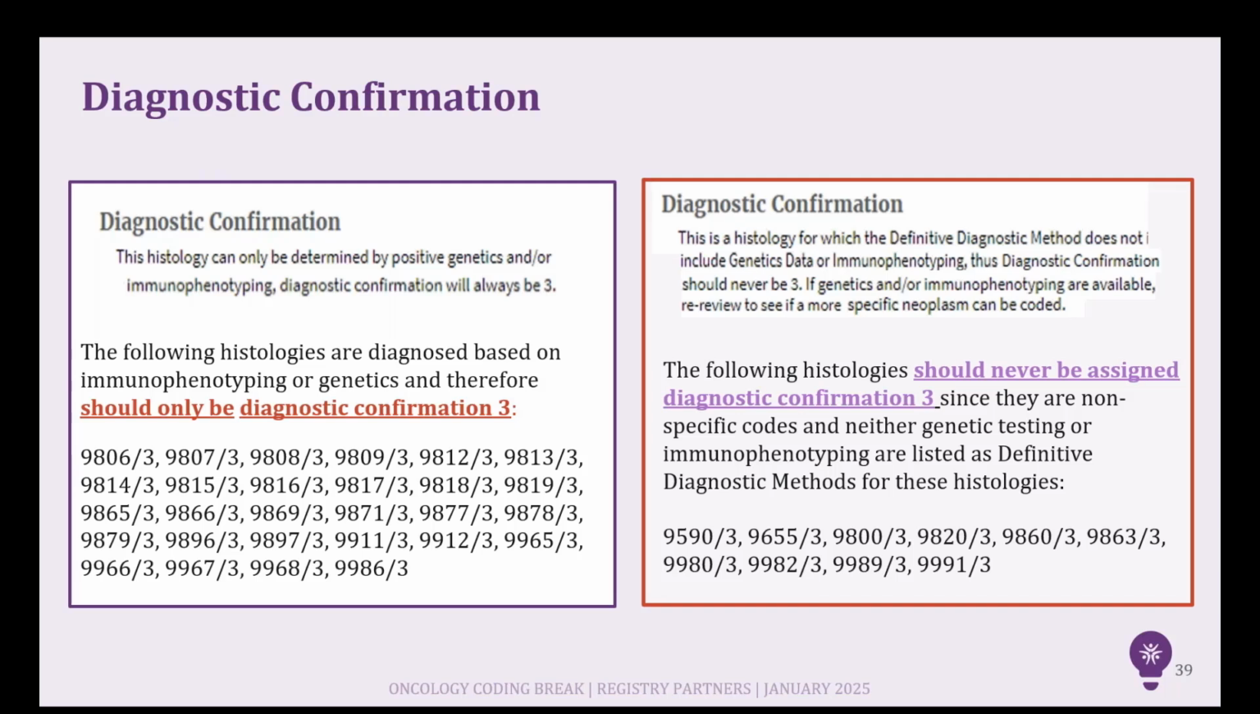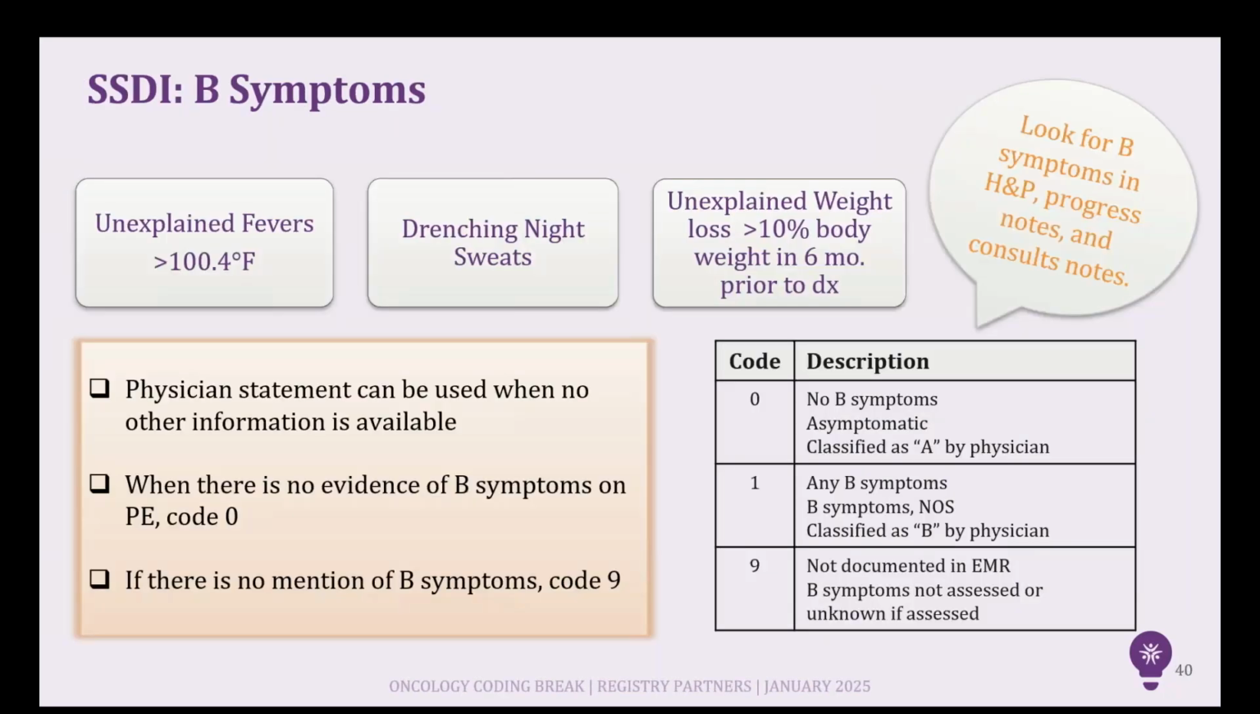Let's move on to coding lymphoma SSDIs. There are several of them. So the first one is B symptoms. B symptoms are a group of symptoms that are commonly associated with lymphoma that include unexplained fevers, drenching night sweats, and unexplained weight loss. If there's no other information available in the chart, you can rely on a physician's statement that notes a presence or absence of B symptoms. So this one's pretty straightforward. We have a 0 for no B symptoms, 1 for B symptoms, and it could be any symptoms, and then 9 for unknown.